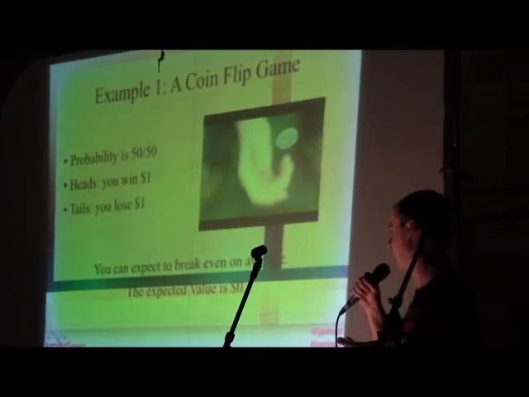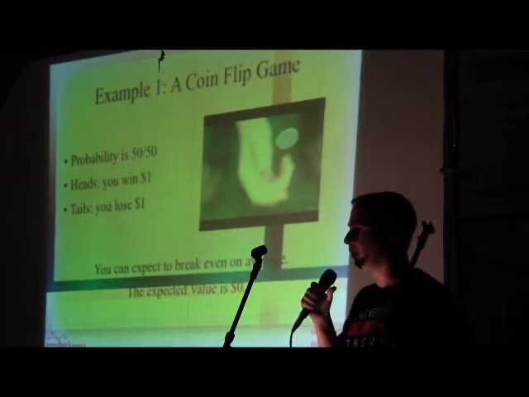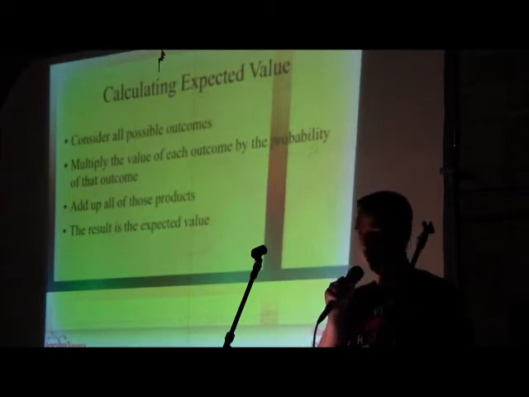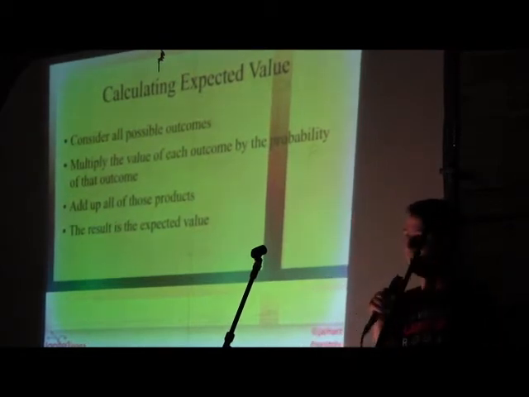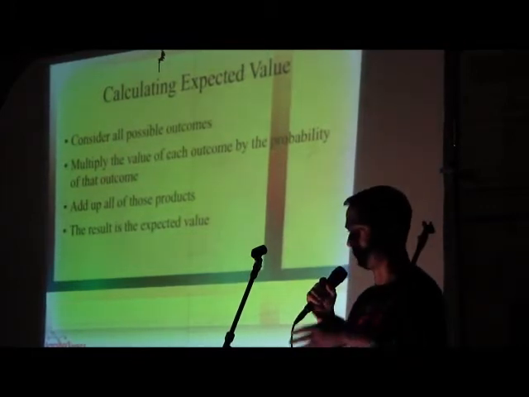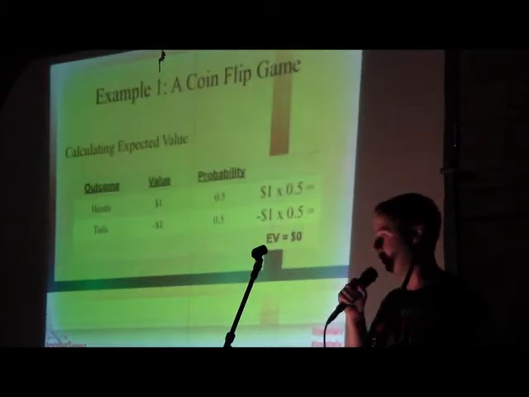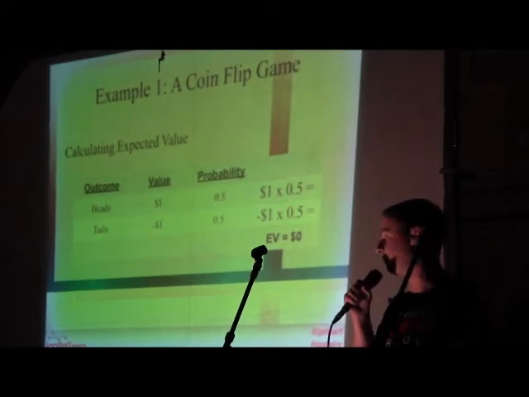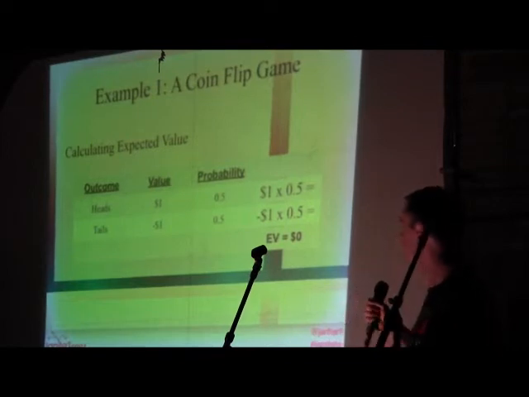So how do you calculate that? Well, you look at all of the possible outcomes. You multiply the value of each outcome by its probability. You add all that together, you get the expected value. So in the case of this game, you have two possible outcomes, just heads or tails. The value of heads is $1, the value of tails is minus $1. In both cases, the probability is 0.5. You do the math, you add it up, you get 0.